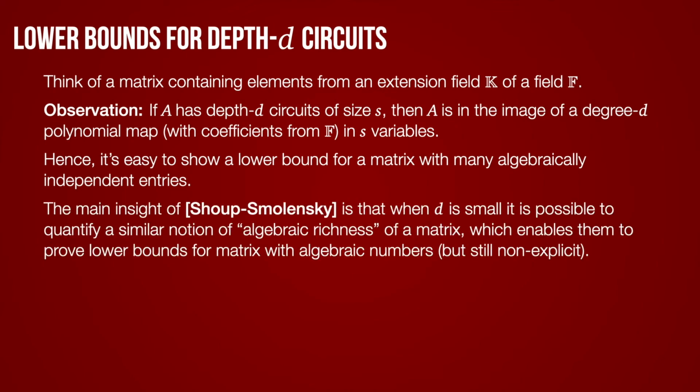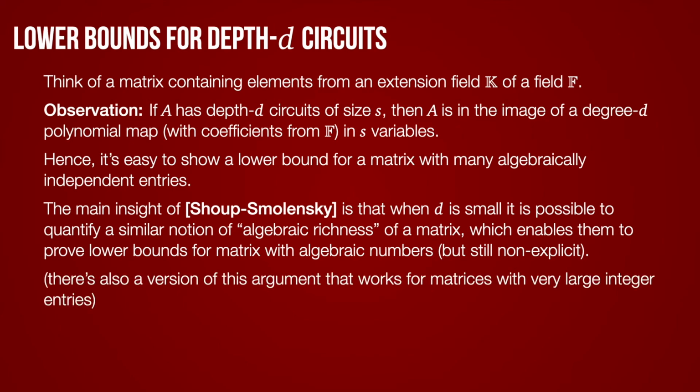The main observation in the paper of Shoup and Smolensky is that bounded depth circuits, in some sense, can't really distinguish between truly algebraically independent entries and entries that are sufficiently, what I call here in quotes, algebraically rich. This is some precise notion which I will define in a second, but this enables them to prove lower bounds for matrices that have algebraic numbers. Unfortunately, they are still non-explicit, as I showed you earlier. There's also a version of this argument that works for matrices with very large integer entries. This is still not explicit just because these integers are doubly exponentially large.